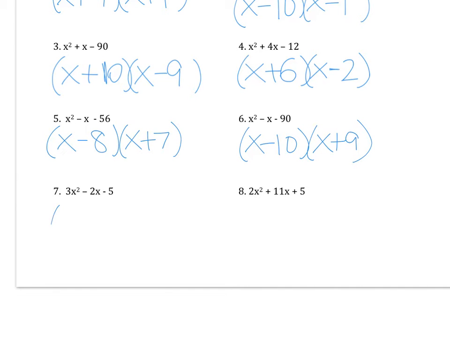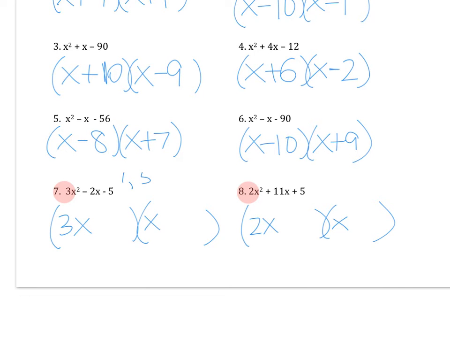These last 2, I shouldn't have said for you to complete all of them. These last 2, you actually have to take into account the first term as part of your factoring. So now you have to position the factors 5 and 1 in a place where you're going to get 2 as a difference. And then make sure that it's negative.